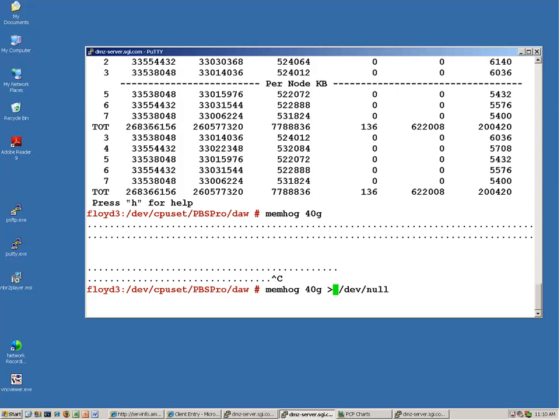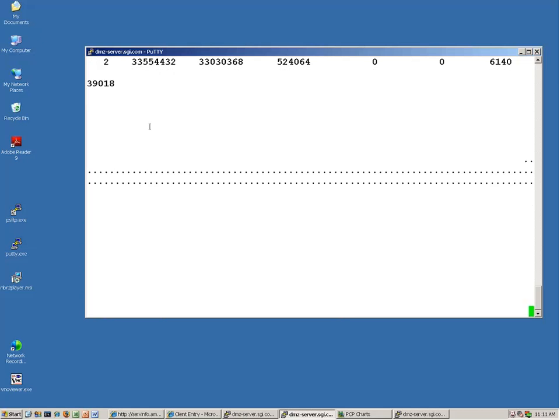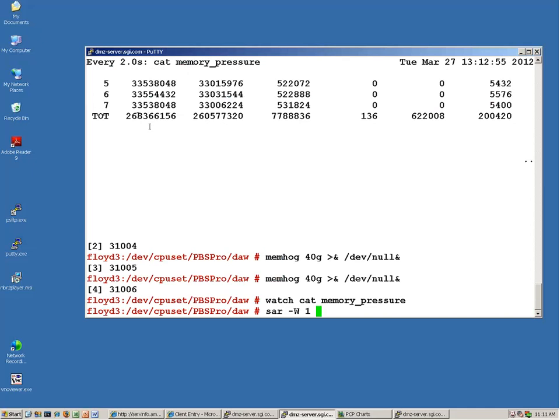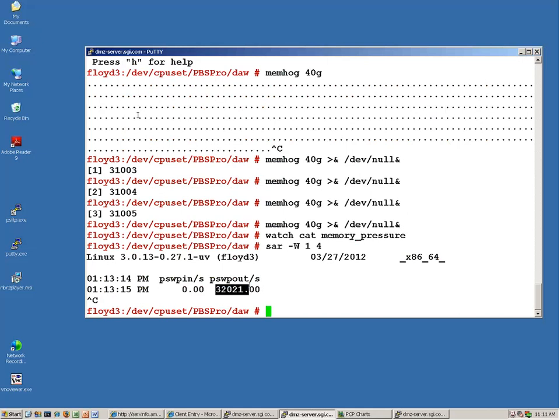Now if I do a watch on memory, or cat memory_pressure, we've got a number going on there which tells me that we're swapping. So this daemon that NASA Ames ran is watching that and finding the CPU set that has that number growing. And then that's what it targets. It figures out what PIDs are in that CPU set. Let's do a sar -W 1 4, wrong. So there we can see the swap outs going right now.